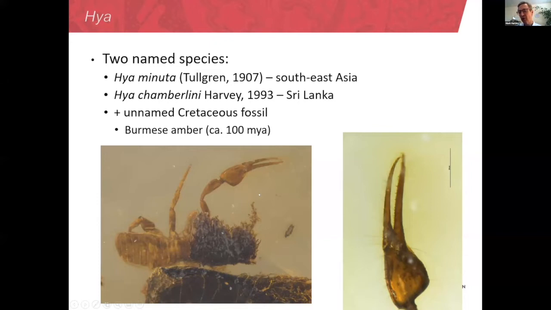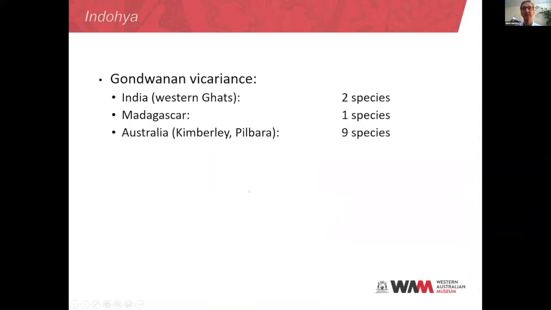And this seems to be a recurring theme with pseudoscorpions, that we've got very long-lived clades and very little morphological change over the last 100 million years. So they're quite an interesting group when it comes to studying past patterns of biogeography as well. As I mentioned, there are species in India and Madagascar, which I won't refer to any longer, and concentrating on the Australian fauna.